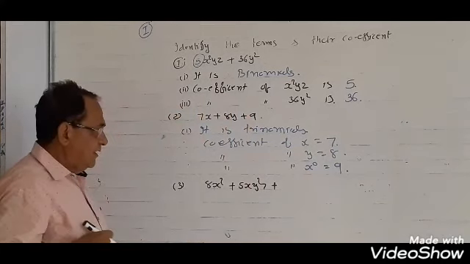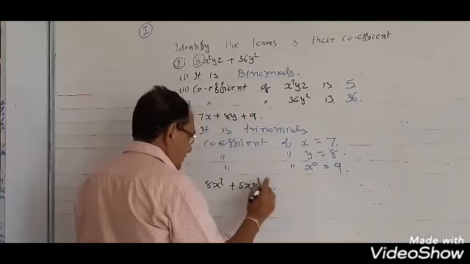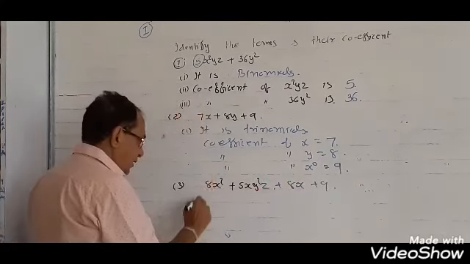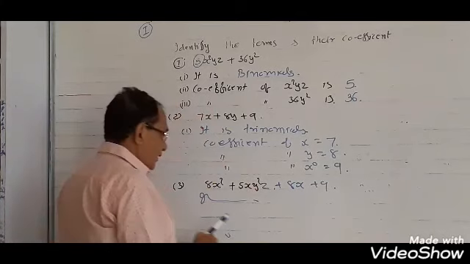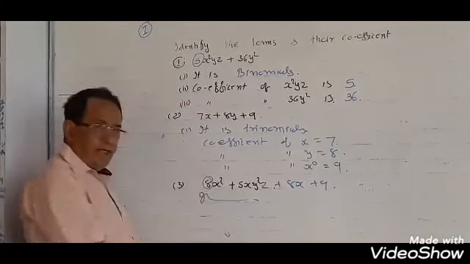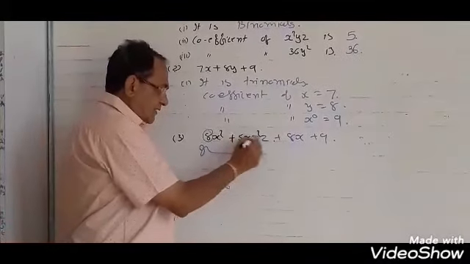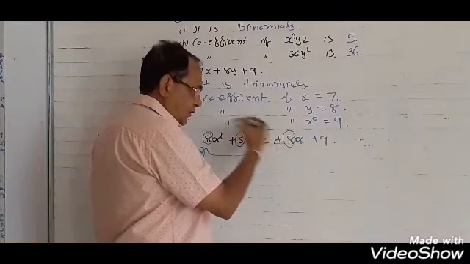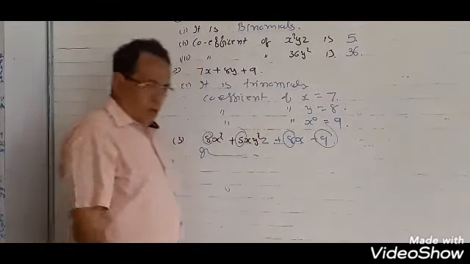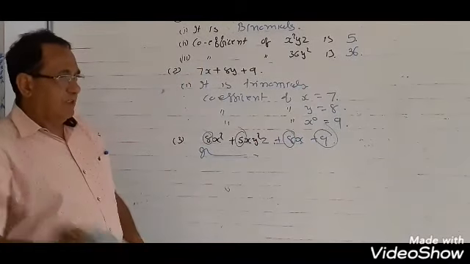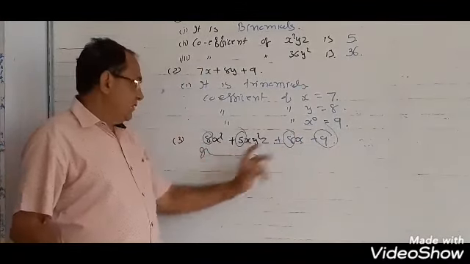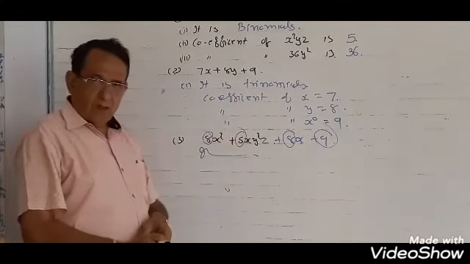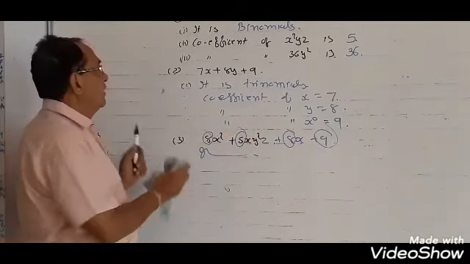8x square plus 5x y square z plus 8x plus 9. It is a polynomial. Okay. Coefficient of x square is equal to 8. Coefficient of x y square z is equal to 5. Coefficient of x is equal to 8 and coefficient of x raised to 0 is equal to 9. There is a constant term. Here there are totally 4 terms. 1, 2, 3, 4. Okay. So it is a polynomial.